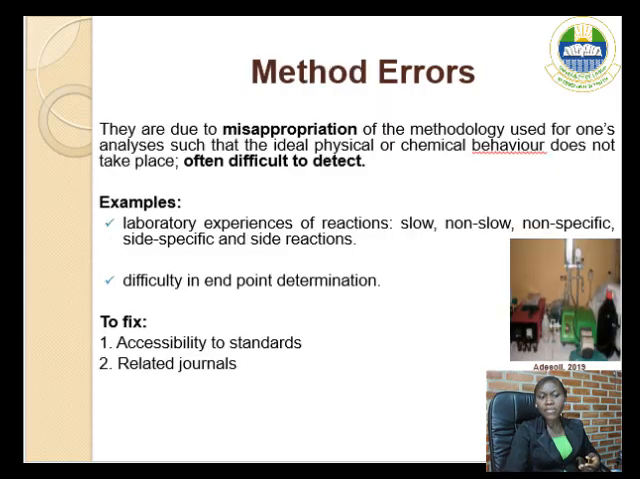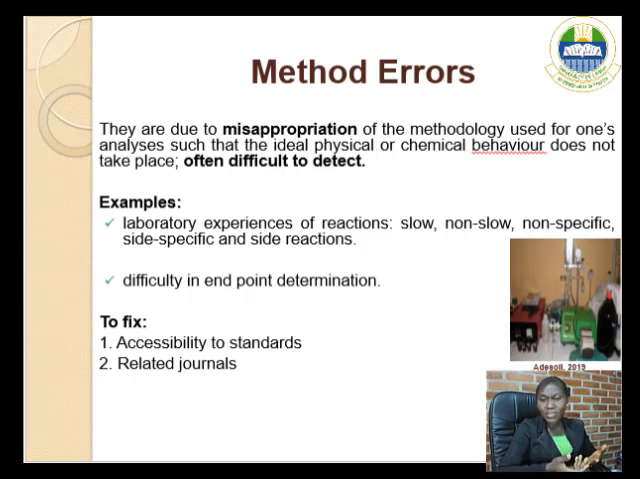Now let's look at the method errors. These are due to misappropriation of the methodology used for one's analysis, such that the ideal physical or chemical behavior does not take place. They are often difficult to detect. Method errors are usually due to the incompleteness and speed of the reaction. And these are some of the examples, the side reactions, and they might also be very difficult to detect.